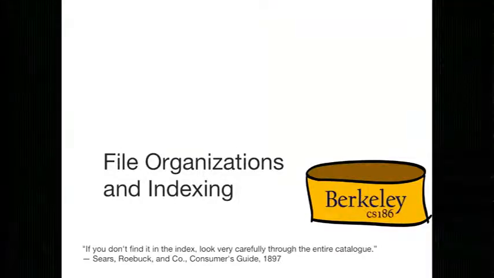So, Sears Roebuck was the catalog. It was the Amazon.com of its time, right? It used to send out these big catalogs, and it had these instructions. If you don't find it in the index, look very carefully through the entire catalog. It's great. Things like this, it's awesome. So we don't want to do that.